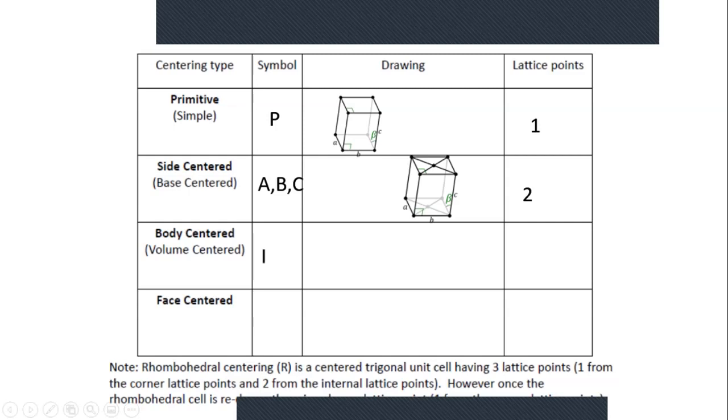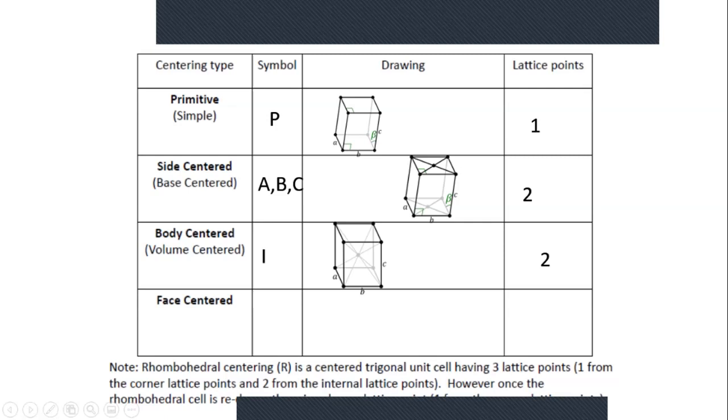Body centering is denoted by the symbol I. So if you see I as the first letter in the space group, it means it's body centered. Now what we have is lattice points on the corners, but we also have a lattice point in the center of the unit cell. And this also has 2 lattice points.